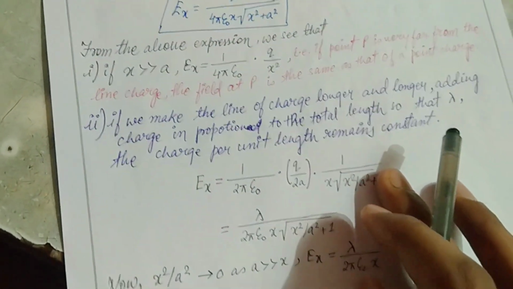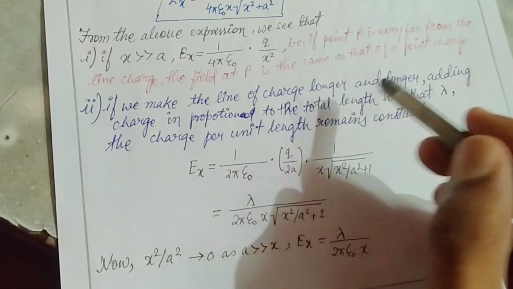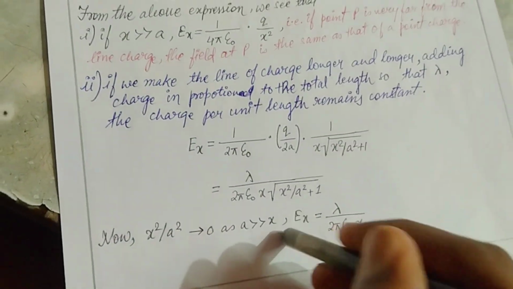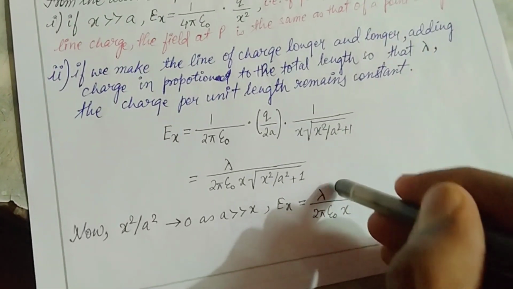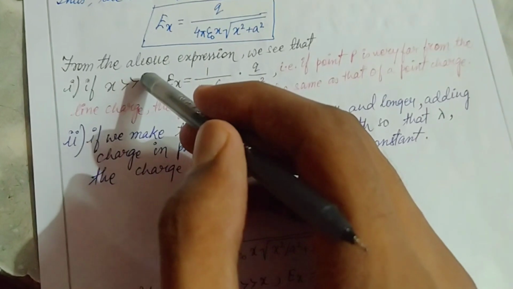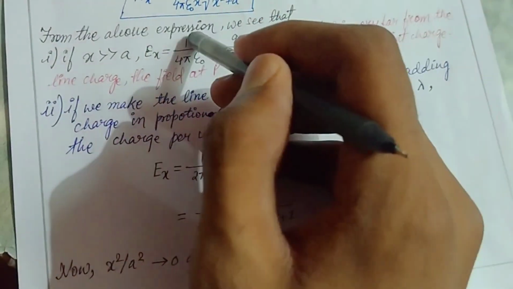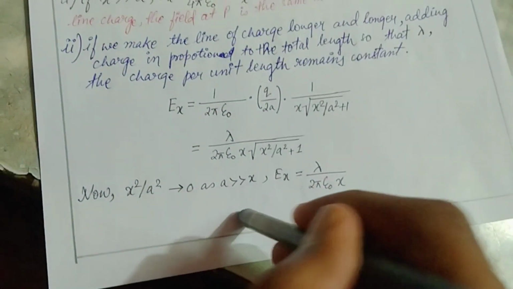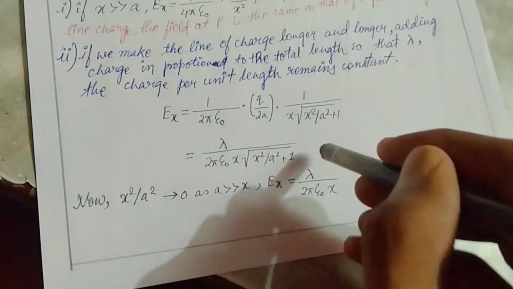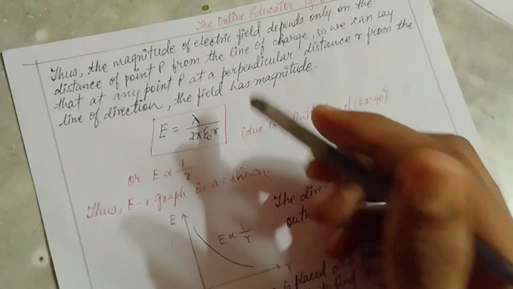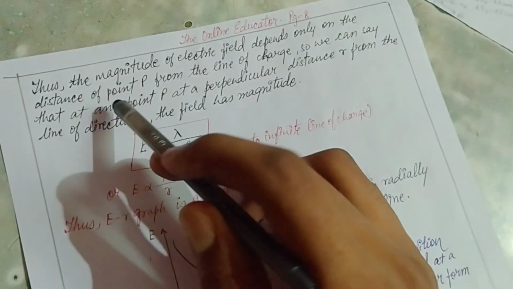Now, if we take the charges longer and longer, then a is very much greater than x, and we take Ex equal to lambda by 2 pi epsilon naught x. When x is very much greater than a, the formula is 1 by 4 pi epsilon naught q by x square, and when a is very much greater than x, then Ex is lambda by 2 pi epsilon naught x.